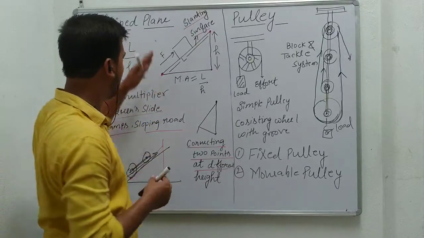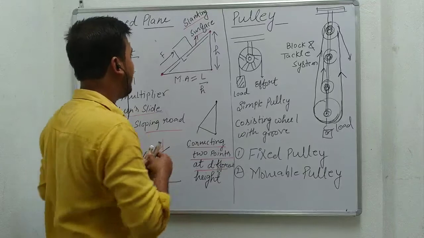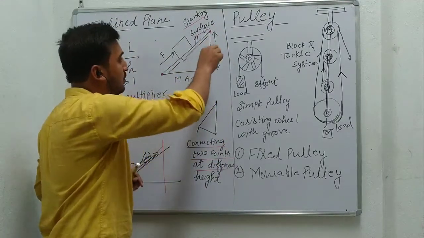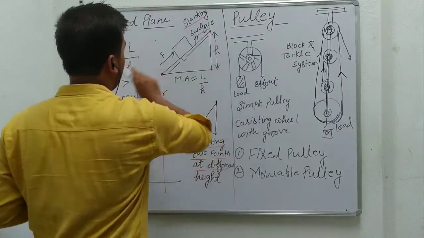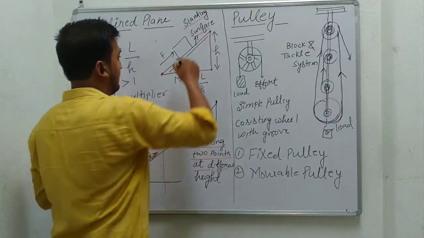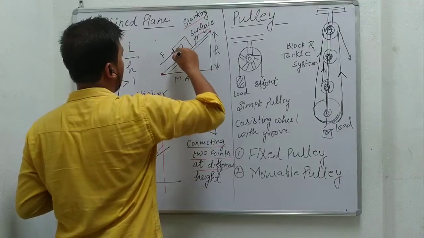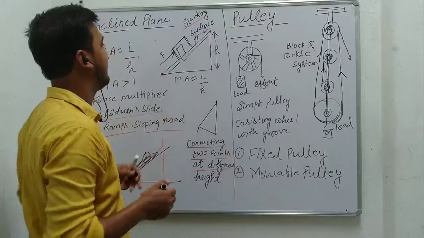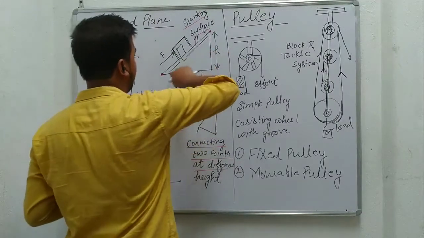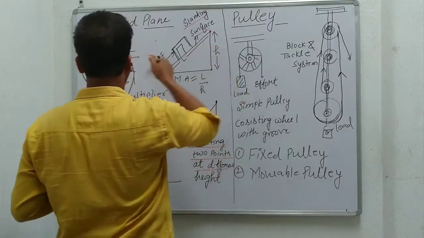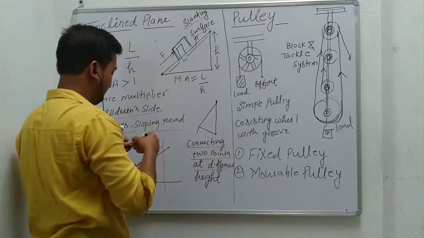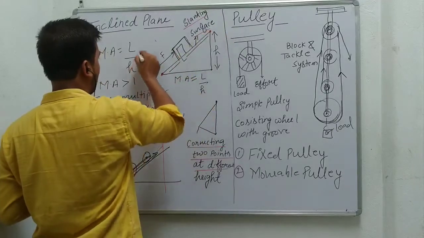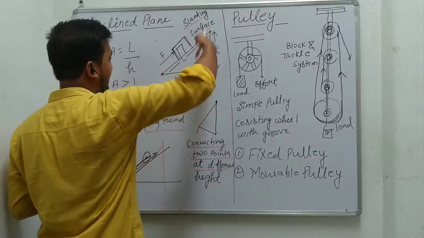So an inclined plane is a type of machine which connects two points at different heights. Here we have an example of an inclined plane. Suppose we have to lift this object, we can easily apply the force on this slanting surface. This is the height of the slanting surface, this is the length of the slanting surface. For the mechanical advantage, L means the length of the slanting surface and H the height of the slanting surface.